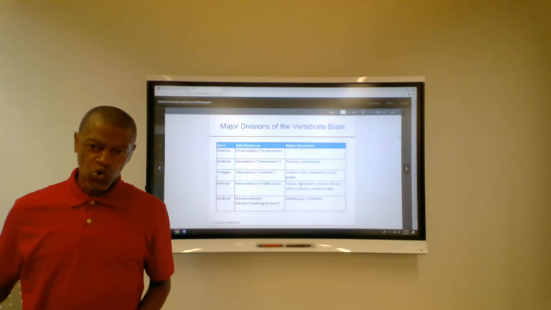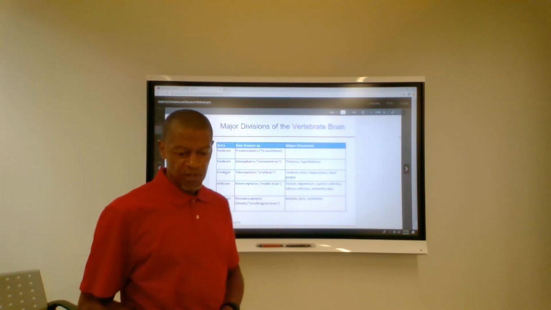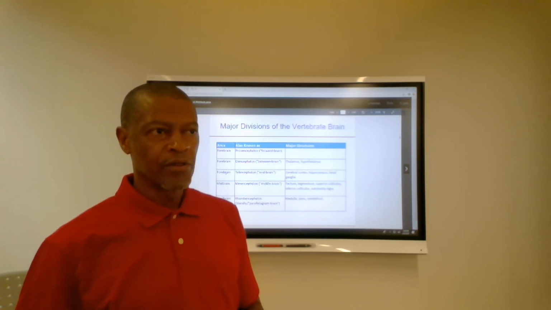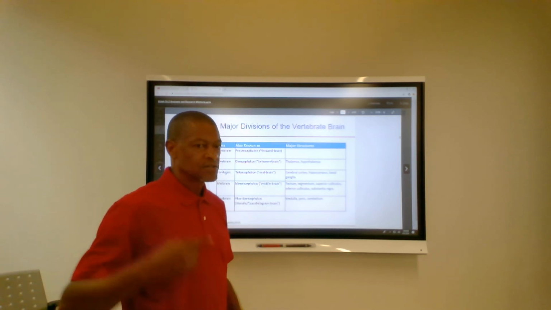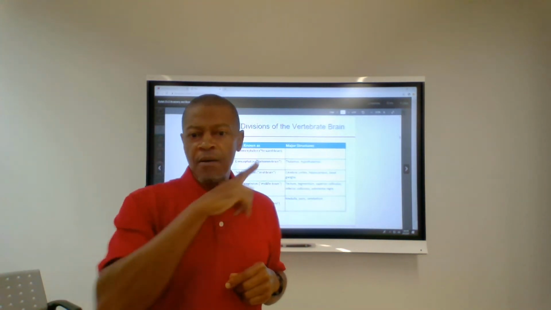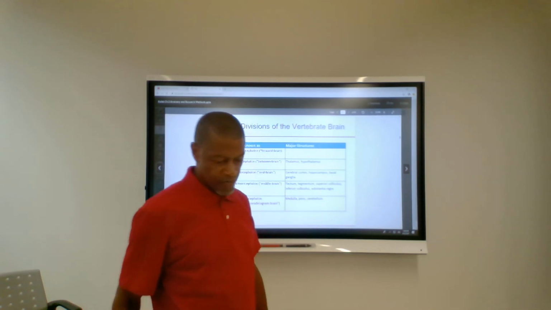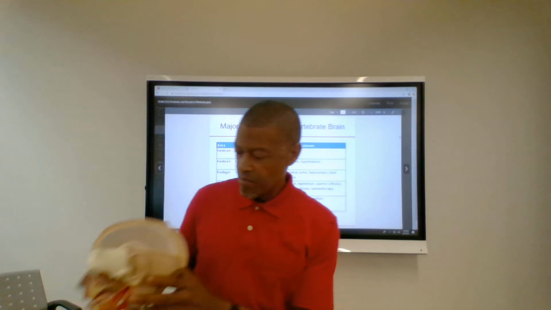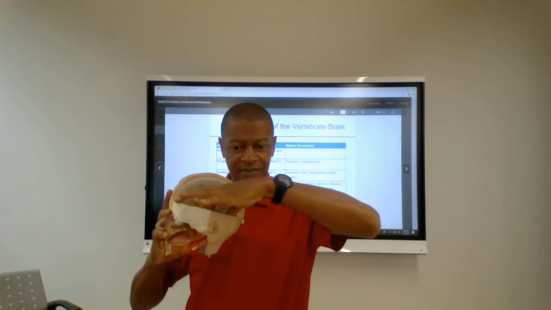Hindbrain makes up the medulla, pons, and the cerebellum. Medulla is the place for vital functions, heart rate, breathing, swallowing, eating. Pons, a group of cells or tracts underneath the brain that make the information go from one side to the other. Cerebellum, it's on the back of the head. Here's the head, and the back side is the cerebellum, which I didn't take out.